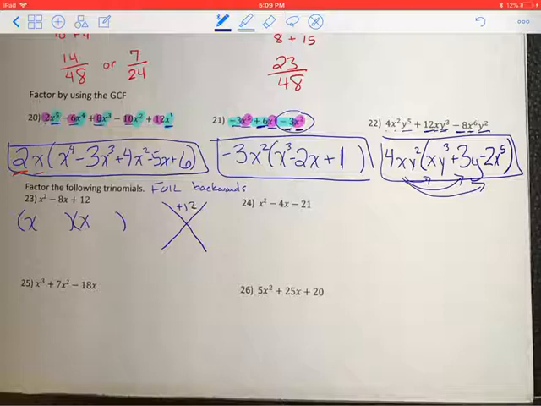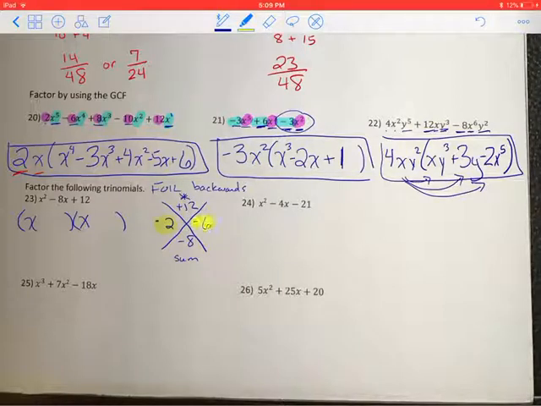So the plus 12 goes here, the negative 8 goes here. So remember, this is a product, multiply, and this is a sum. So I want numbers that multiply to make 12 and add in some way to make 8. So if I do 2 times 6, that would multiply to get 12. But to get a sum of negative 8, they would have to both be negative. So negative 2 plus negative 6 would give me negative 8.